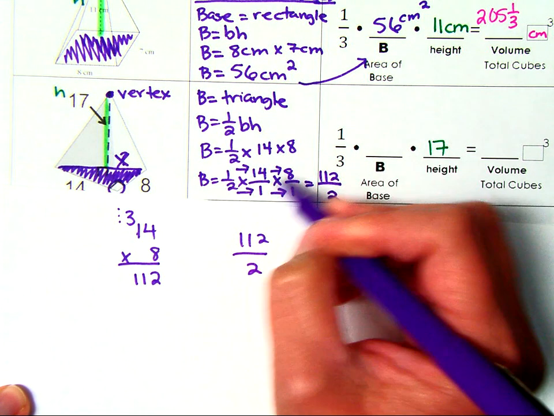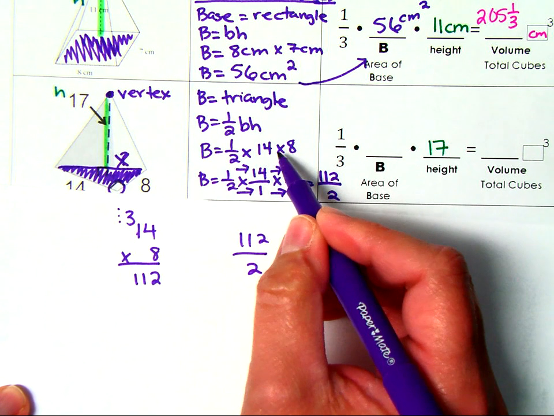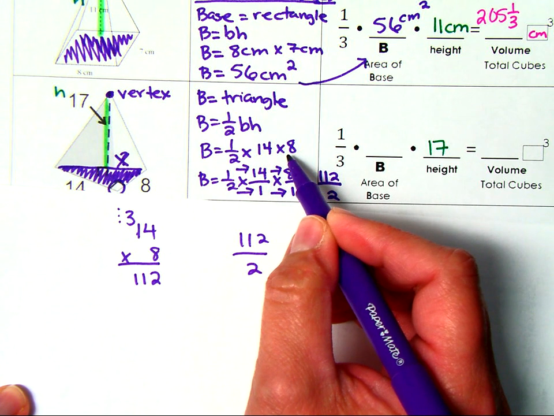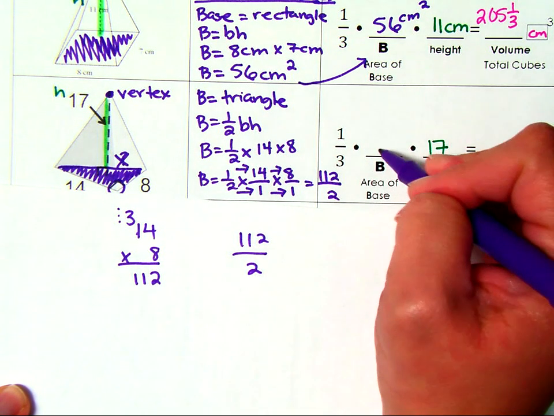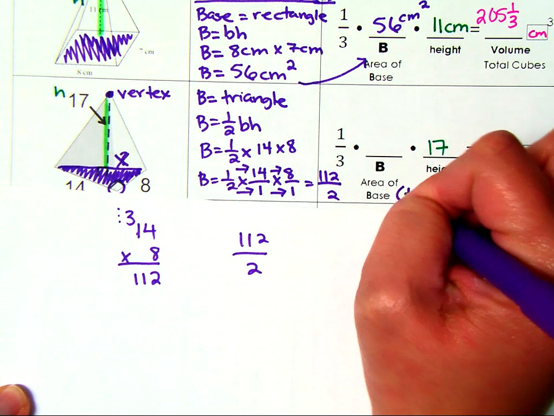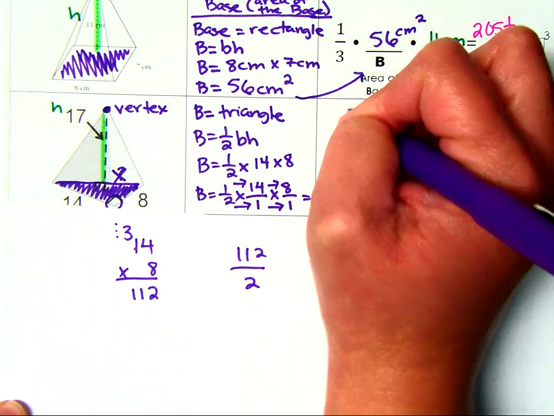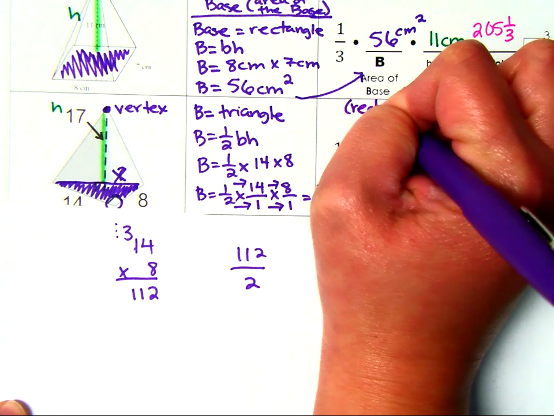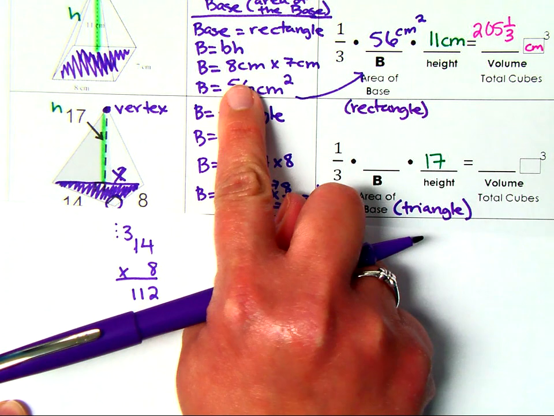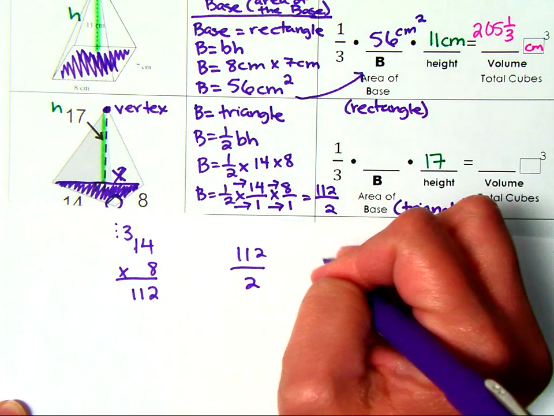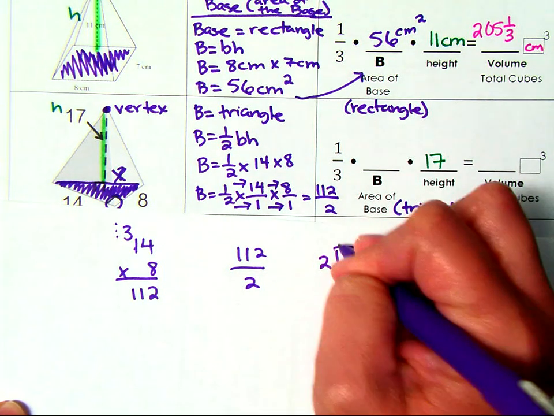So if you weren't working this out on a piece of paper and you forgot to do 1/2 times 14 times 8, that's where some people might have messed up. And then 14 times 8 is 112, and put that there. But the base in this case is a triangle, and the base in this one was a rectangle, so that's why we divide by 2 on this one, but not on that one. So 112 divided by 2 will give me my area of that triangle.